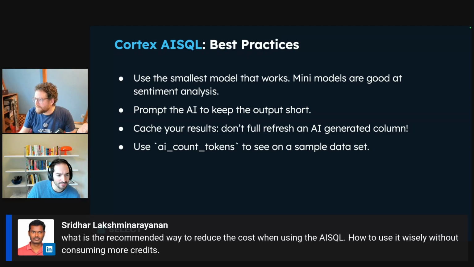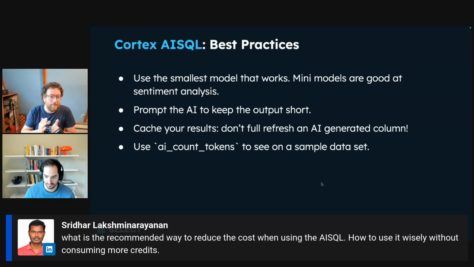There's another one here from Sridhar, not the CEO of Snowflake, a different Sridhar. What is the recommended way to reduce the cost when using AI SQL? How to use it wisely without consuming more credits? Well, what a perfect slide to talk about. So thank you for teeing us up, Sridhar. So we already mentioned, use the smallest model that works for your situation. Mini models are actually really good at sentiment analysis and things of that nature. If you think that ChatGPT from 2 years ago would be really good at answering the question that you're asking it, then use that model, which is considered a mini model.